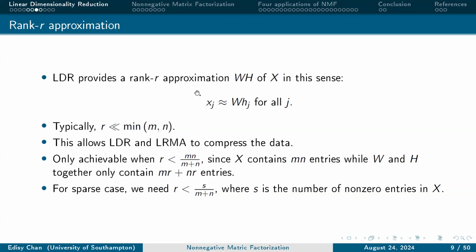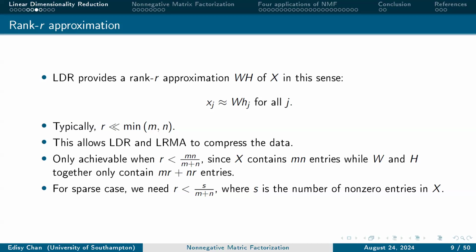Typically, we want r to be much smaller than the minimum of m and n, because in this sense we are talking about how we can use the LDR, or the LRMA, to compress the data. With a little computation, you can see that r has to be less than m times n over m plus n, because originally X has m by n entries.